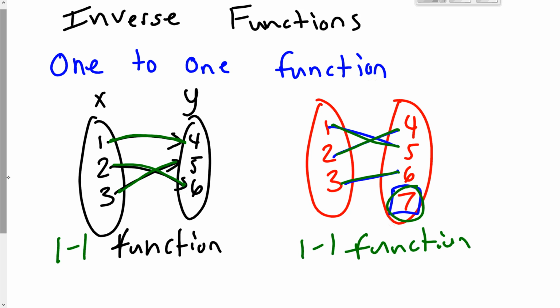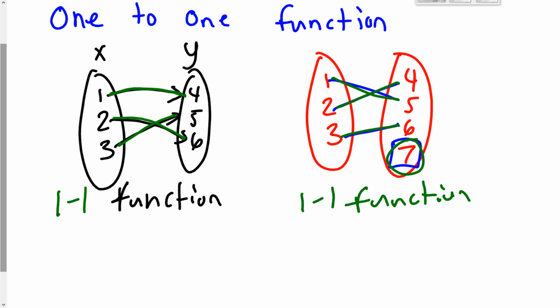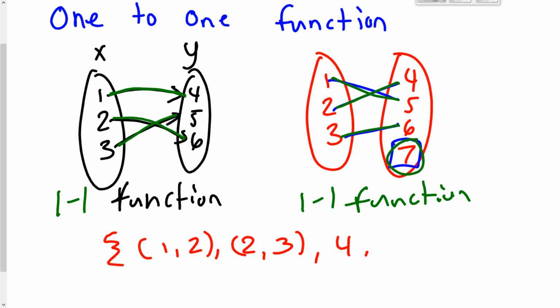You could also list them as ordered pairs, a list of ordered pairs. So you could have 1, 2, 2, 3, 4, 5, 6, 7.